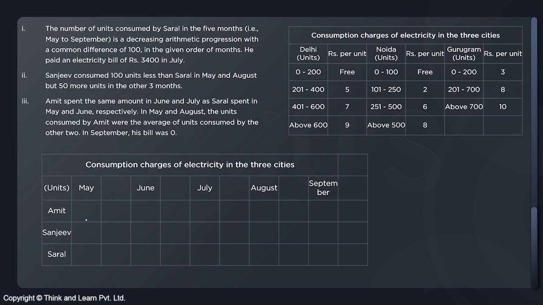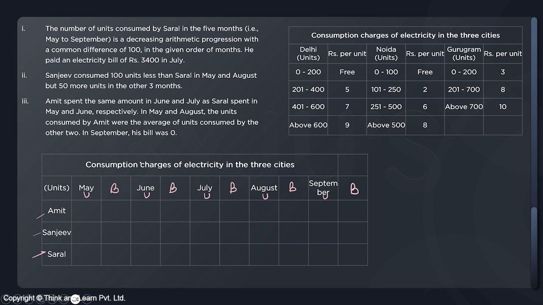In this table, what I have written is the number of units consumed by Amit and the total bill of Amit, units consumed by Amit in June, total bill. Similarly, for July, August, and September, and the same is given for Sanjeev and Saral as well. For the other two guys as well, it is given to us. So let's start doing it.